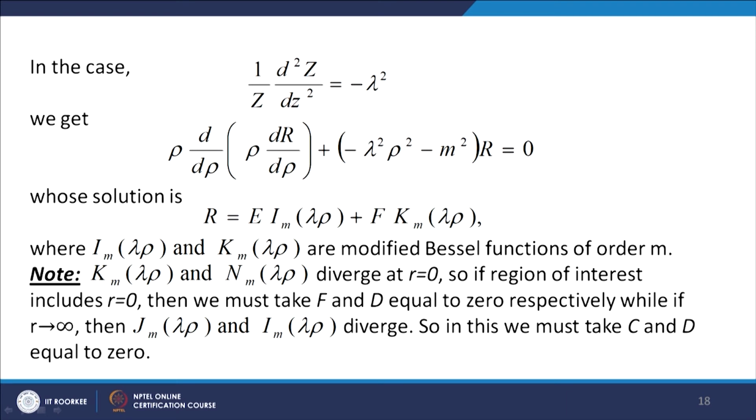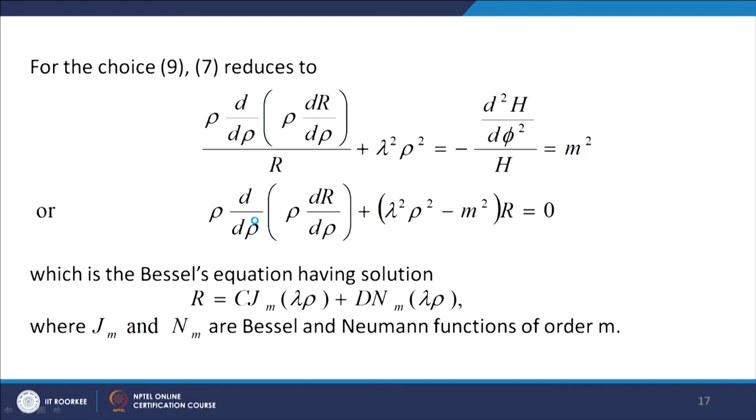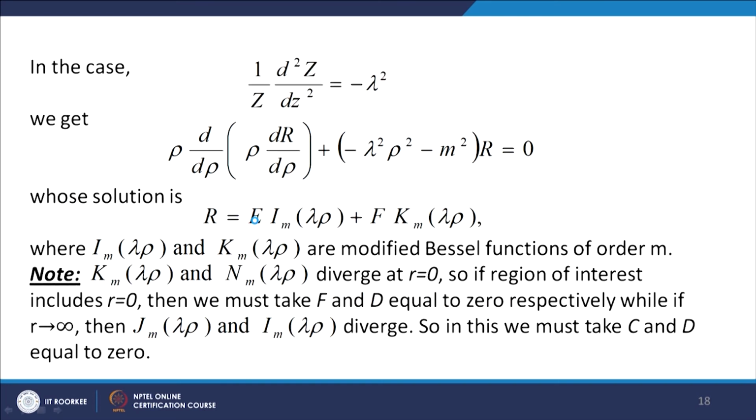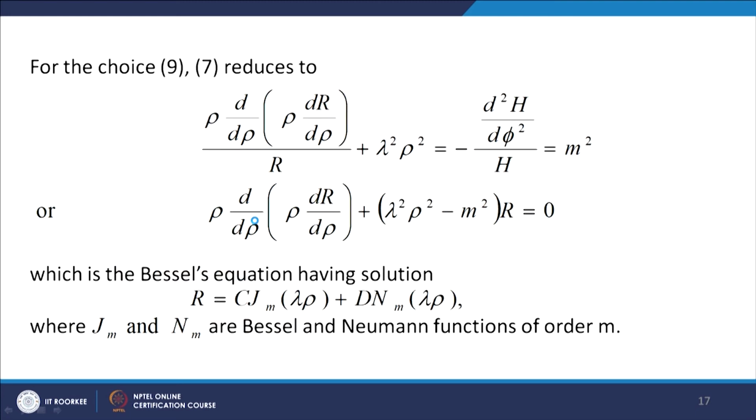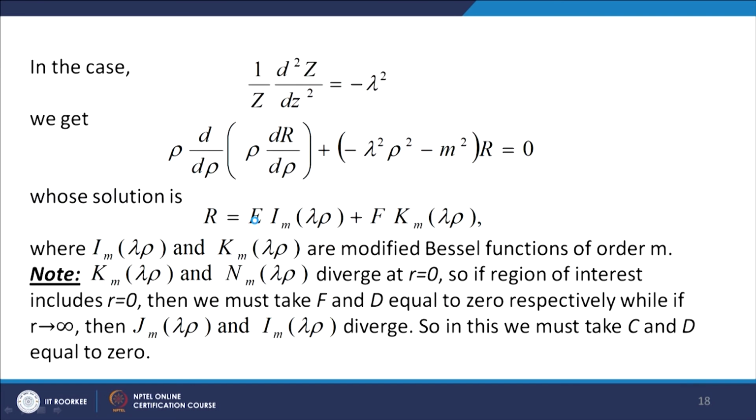So we have to see the problem and then decide whether the region includes r equal to 0. If the region includes r equal to 0, and if it is appropriate to choose minus lambda square, you will have this solution, and in it you will take f equal to 0. If your problem has the other solution, you will take d equal to 0. And if your region includes the case of r tending to infinity, and your equation is this, you choose e equal to 0. If your equation is this, you choose c equal to 0. So this is how we do it.